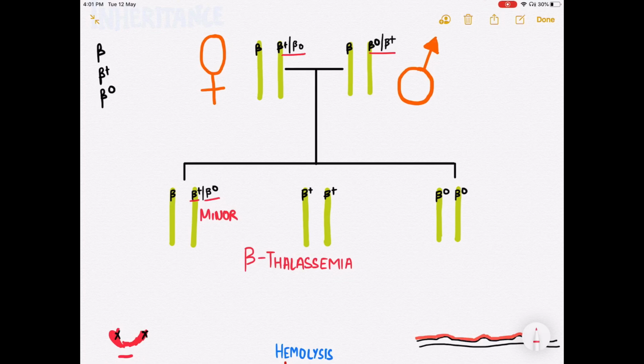If the person has two mutated genes which code for reduced beta chain synthesis, then they are said to have beta thalassemia intermedia. And if the person has two beta naught mutations, then no globin chain synthesis occurs, and this is known as beta thalassemia major.